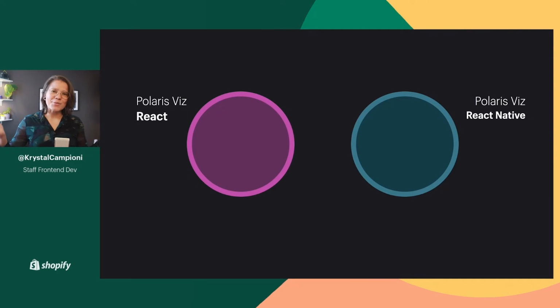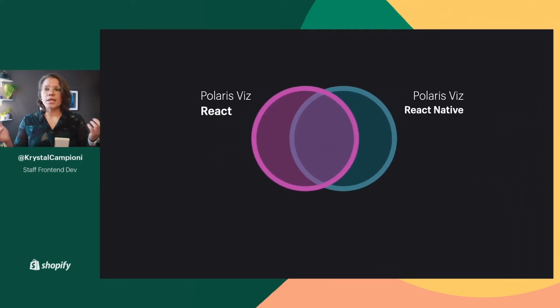So, of course, the first thing that we thought was, okay, we have Polaris Viz, we can create another library, call it Polaris Viz Native, and just build the components in React Native. This was a lot of work, though. At that point, we had been working on Polaris Viz for a couple of years to get it where it was, and starting a new library from scratch, we wouldn't be able to reuse all of the things that we had built.